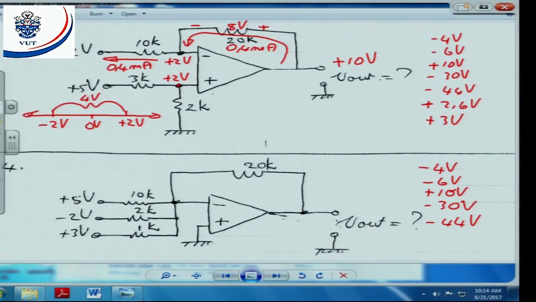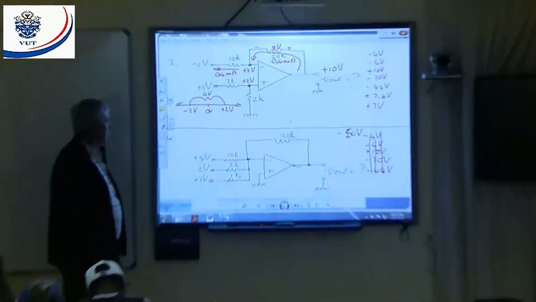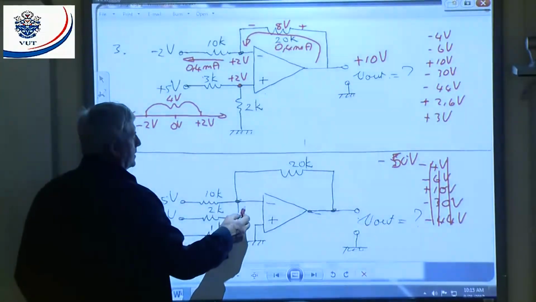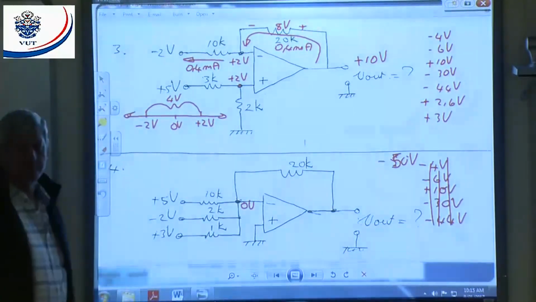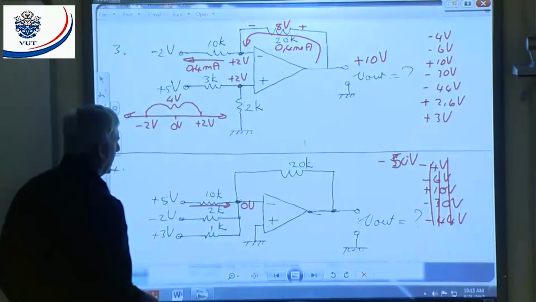Anybody, give me one answer. Minus 50. All right, let's try. Let's say your answer is minus 50 volts. Let's check if it's correct. First of all, what is my reference? My reference is 0. That means the op-amp wants to take this point also to 0 volts. That means here I will have a current flow in that direction.